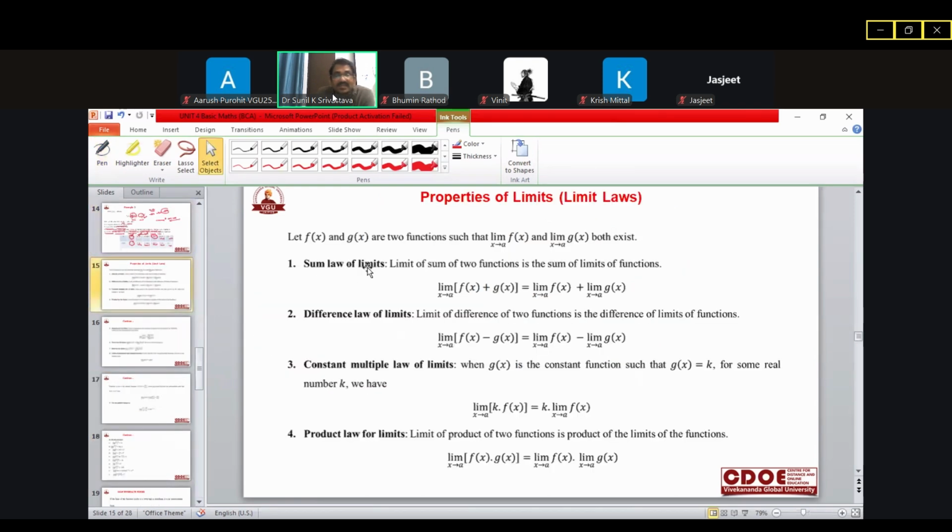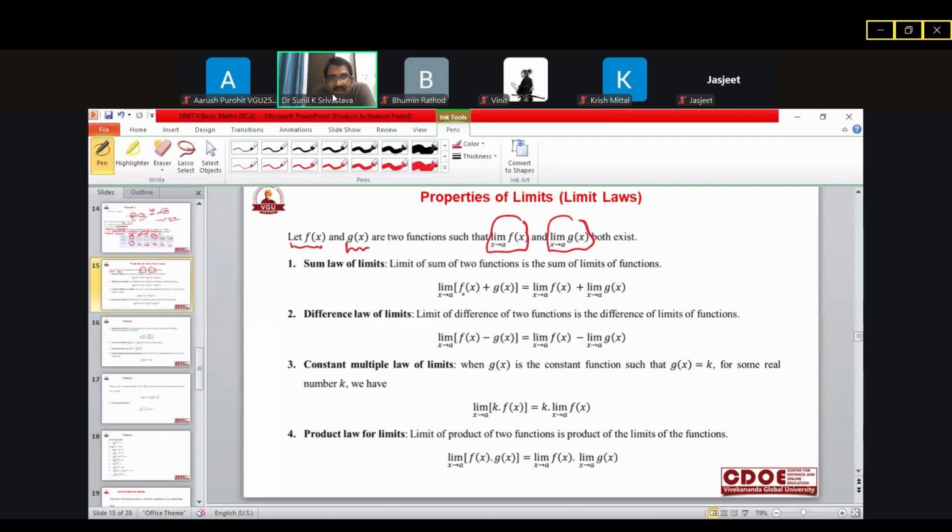So we have some limits. I have to take in some things, the concept behind that. Suppose we have two functions, one function f of x, another function g of x, and the limit of the function f of x as x tends to a is defined, and the limit of the function g of x as x tends to a is also defined.